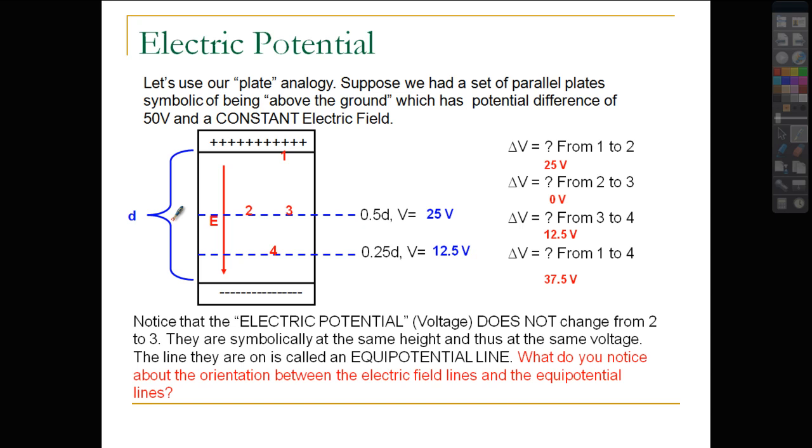Equipotential means same potential. So what do you notice about the orientation between the electric field lines and the equipotential lines? Electric field lines go this way, equipotential lines go this way. So they are perpendicular to each other.